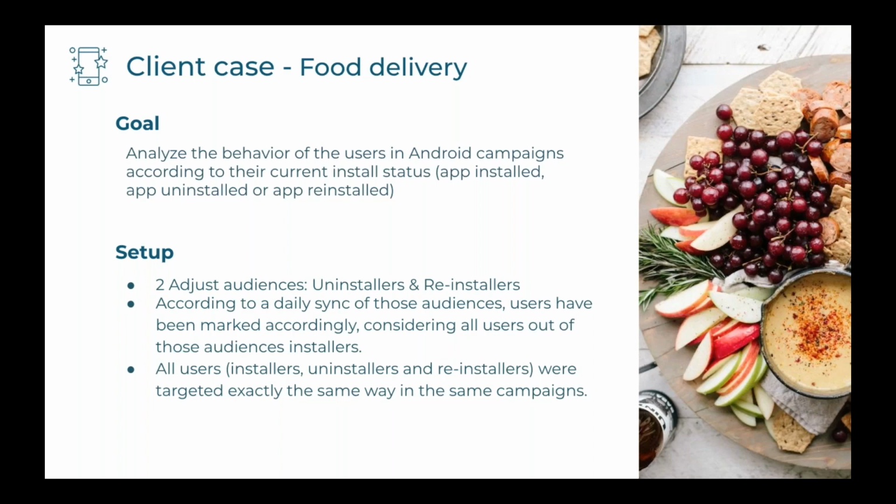So the setup was pretty straightforward here. In the end, we had two audiences defined on the Adjust side, which were consumed by us. One audience was basically defining uninstallers, people that have recently deinstalled the app, or people that have reinstalled the app. And then we also compared this with users that organically installed the app.